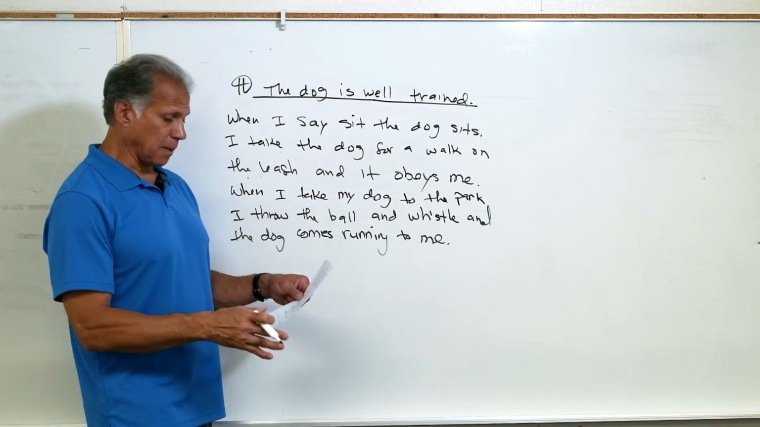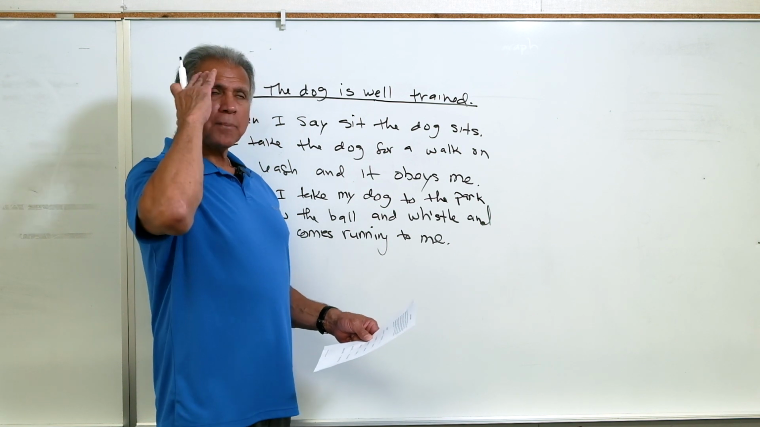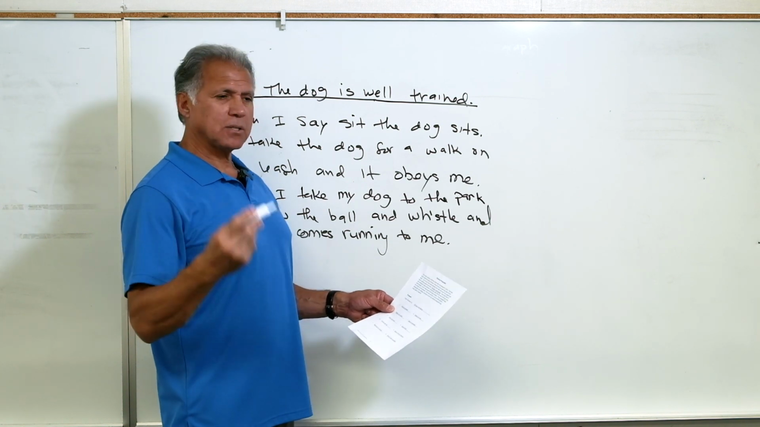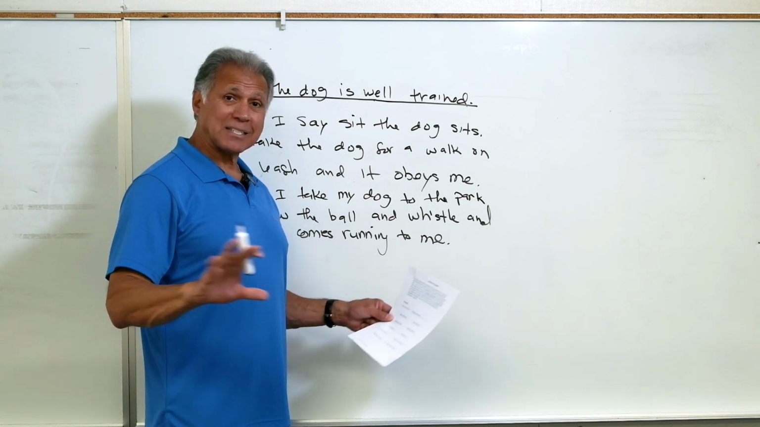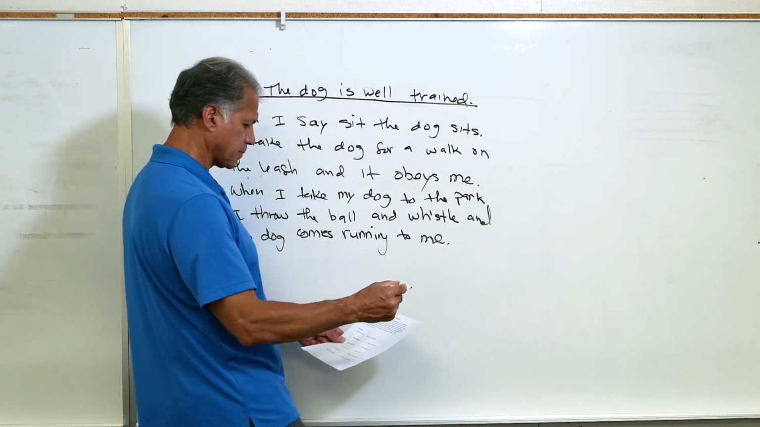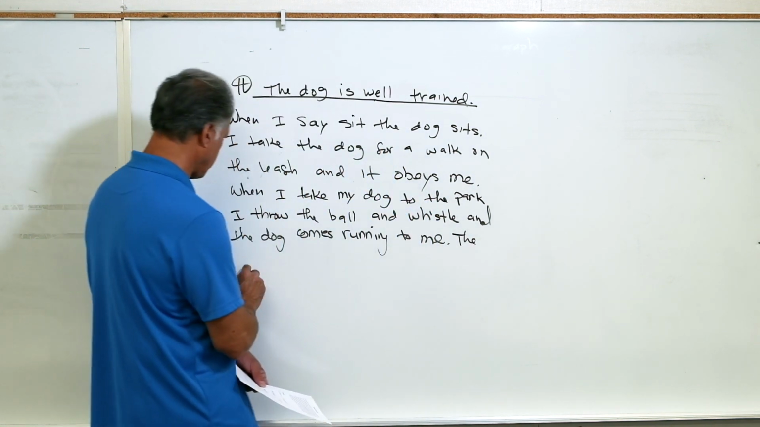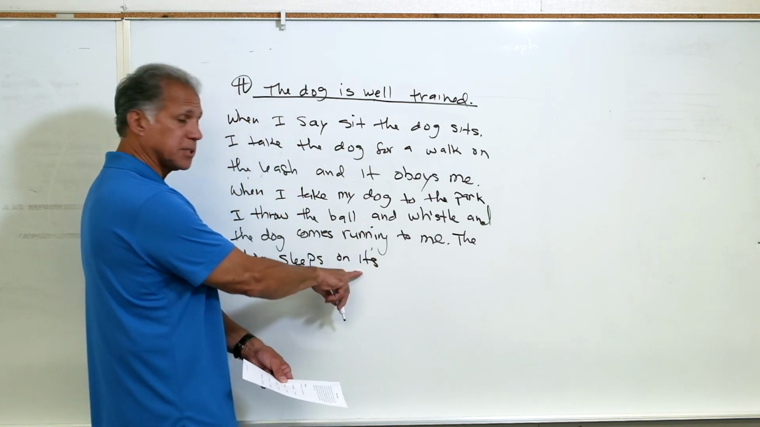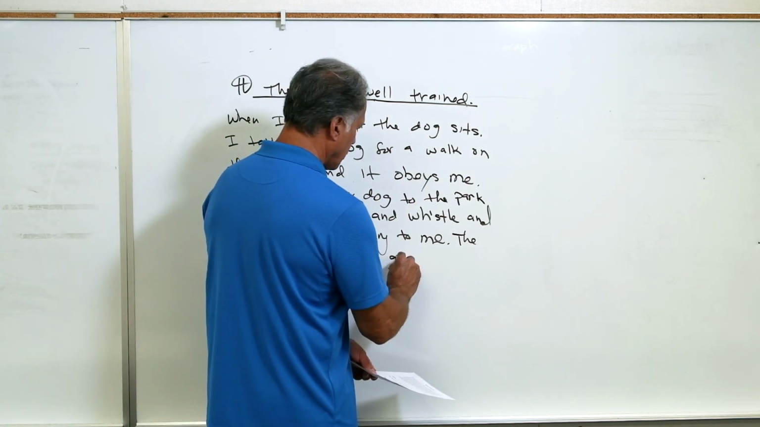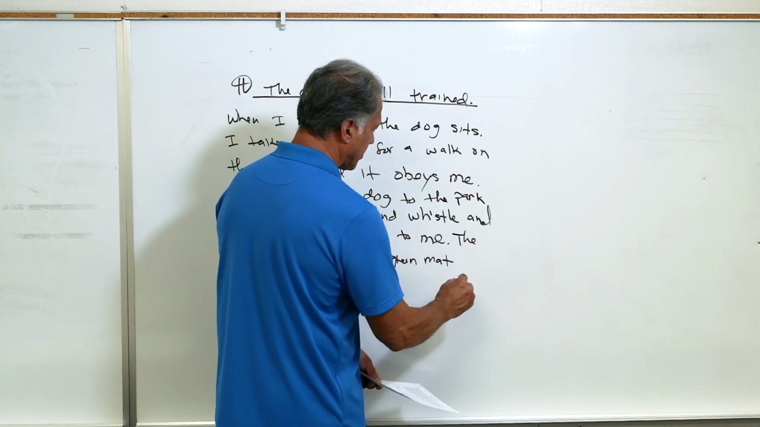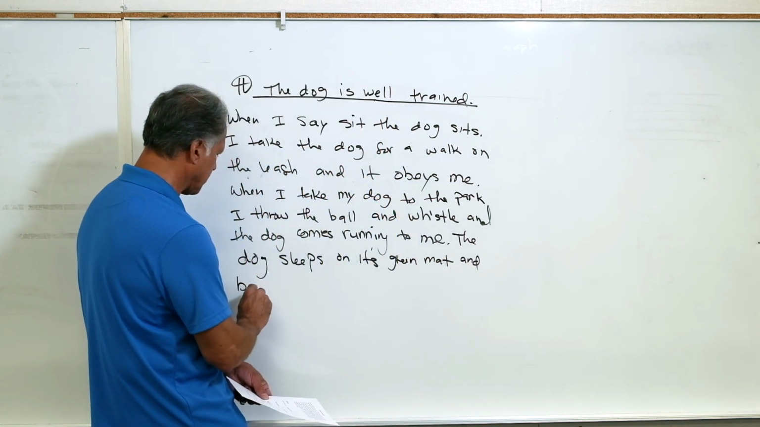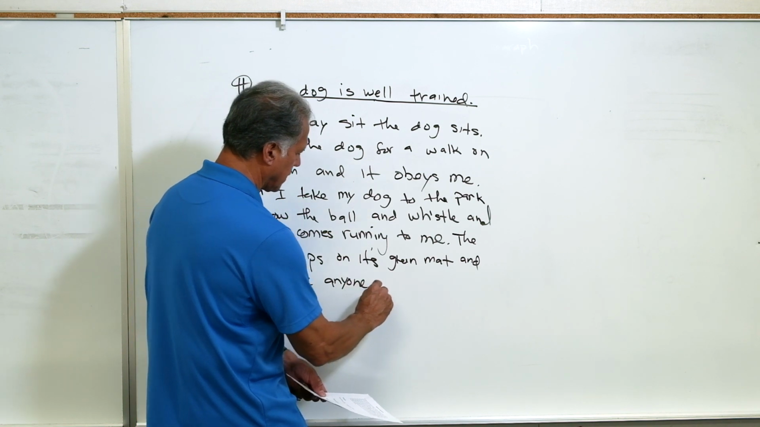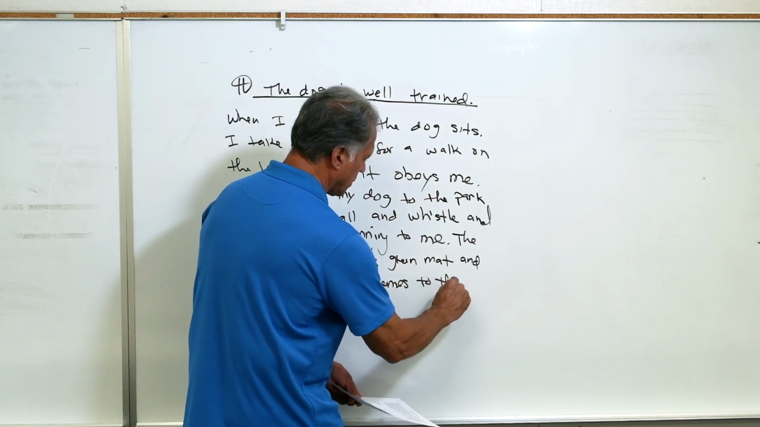I'm not even thinking of what to say. I'm just looking and I'm saying, let me imagine. So the next one says, sleeps on its mat and barks on command. So I'm already closing my eyes. I'm seeing the dog on his mat. And I write down exactly what I see. I don't even think. The dog sleeps on its possessive pronoun, green mat, and barks if anyone comes to the door.